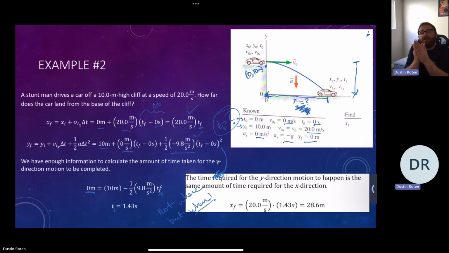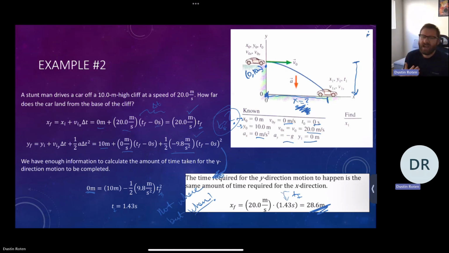Now we can just simply use that very simple equation for the x direction motion and plug in this time that we got. So remember, this is our t final. So all this is saying is that the car in 1.43 seconds hit the ground from the top of the cliff. Okay, well, it's also traveling 20 meters per second to the right. How far did it go in the horizontal in 1.43 seconds? And it turns out that value is 28.6 meters.